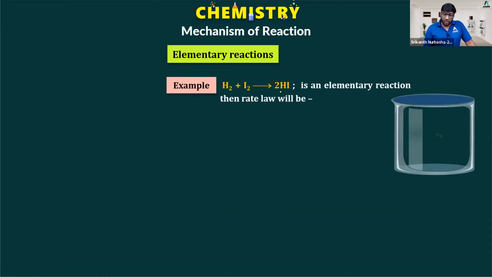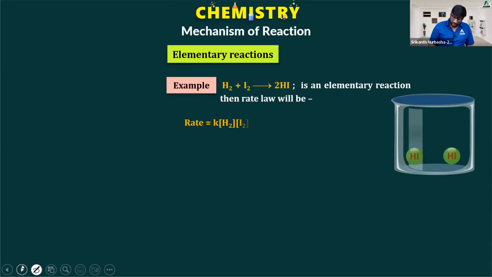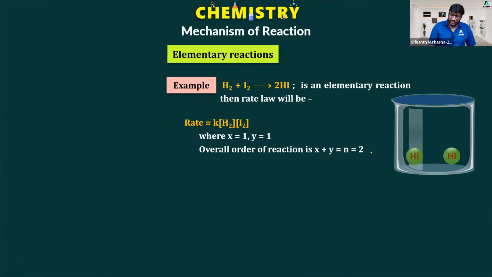H2 plus I2 gives us 2HI. It is also an elementary reaction. Then the rate law will be rate equals K into concentration of H2 into concentration of I2, where X is equal to 1 and Y is also equal to 1. Overall order of the reaction is X plus Y, that is N, which is also equal to 2. Molecularity is equal to 2.